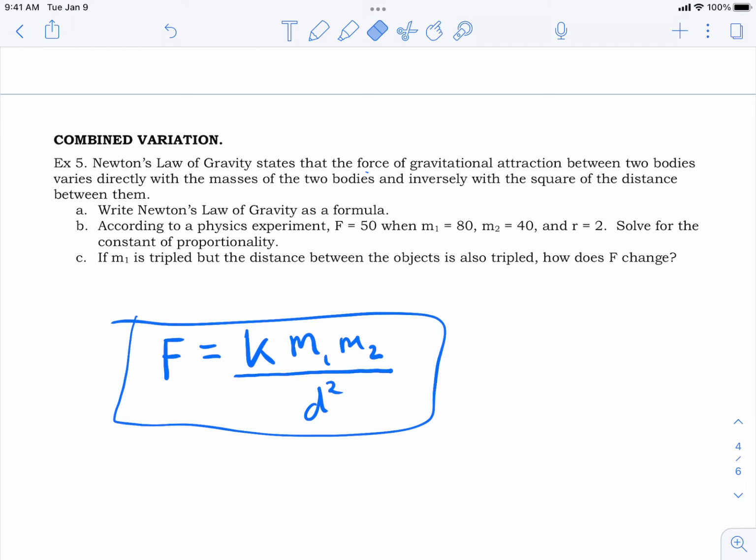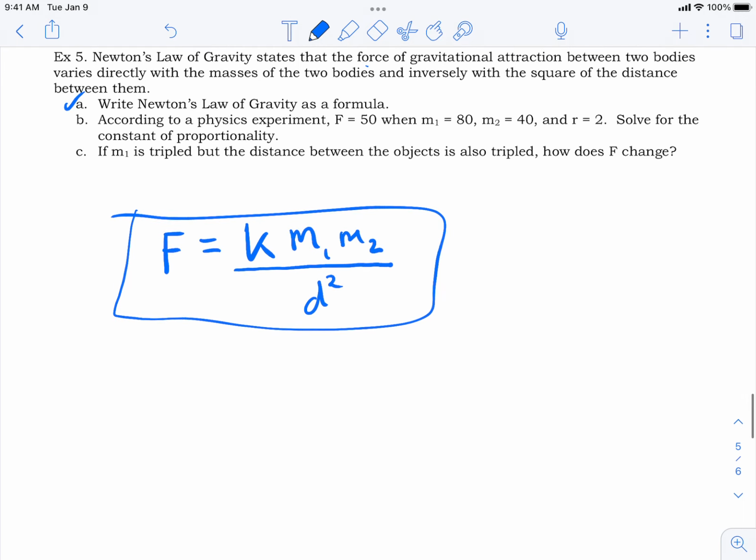So I guess we just did part A. Write Newton's law of gravity as a formula. Boom. According to a physics experiment, we got some numbers to play with here, right? So what are we going to do with these numbers? We're going to solve for k. That's what we've always been doing, right? Saying, okay, well, there's the general law. So what's this constant of proportionality k then? Well, take some numbers and plug them in.